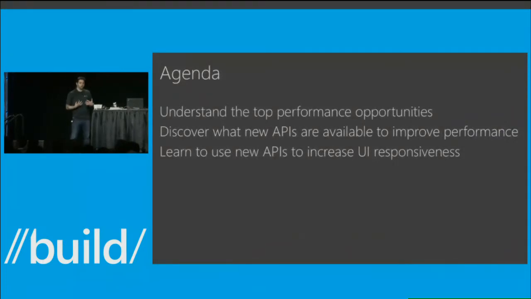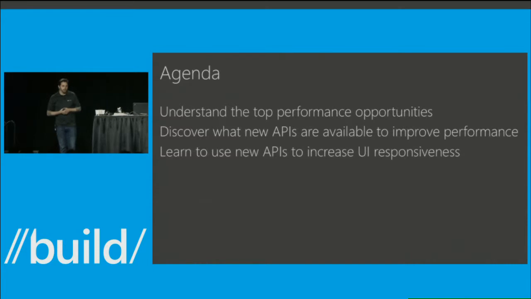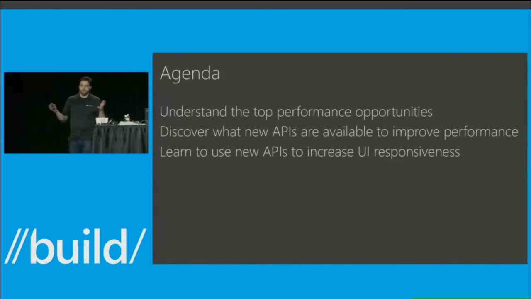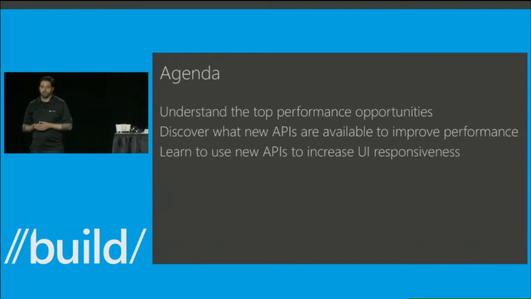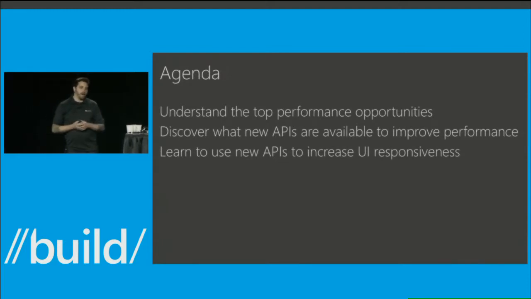My goal today is to help us understand, as application developers, what opportunities we have in our applications to improve performance. Today we're going to discover the APIs available to you that are new in Win.js 2.0 to really help optimize those areas. And we're going to learn how to use these new APIs through some code examples, and a lot of these examples you can get through our SDK sample, so you'll see a lot of that.